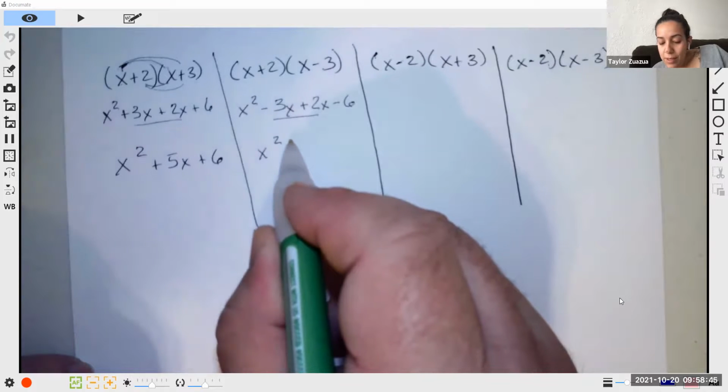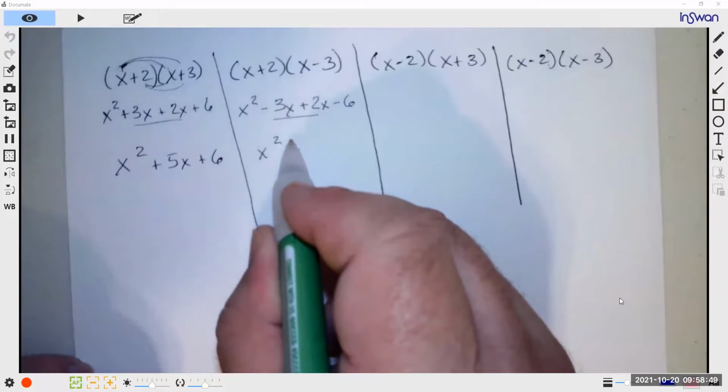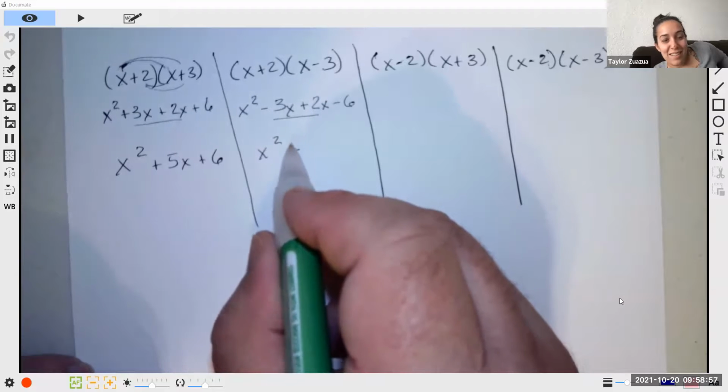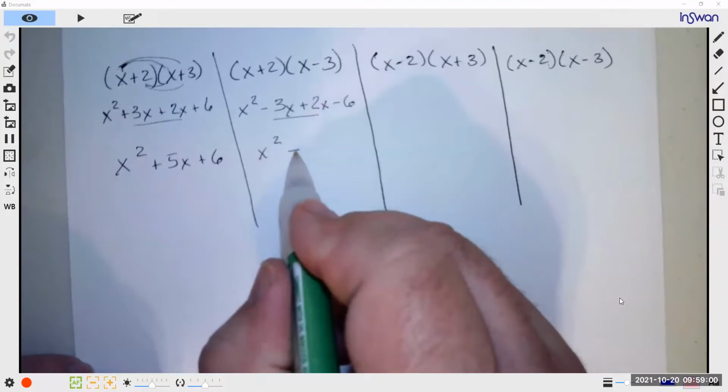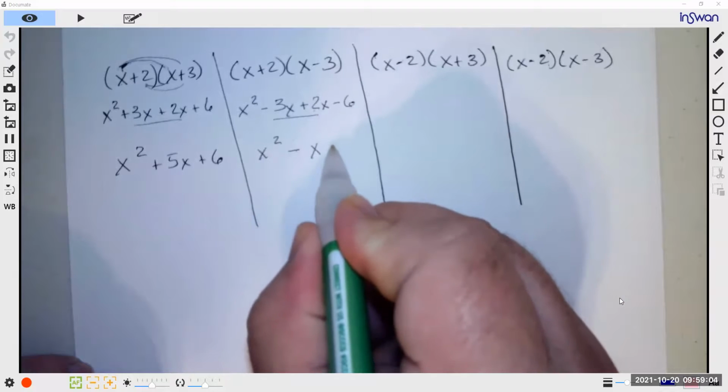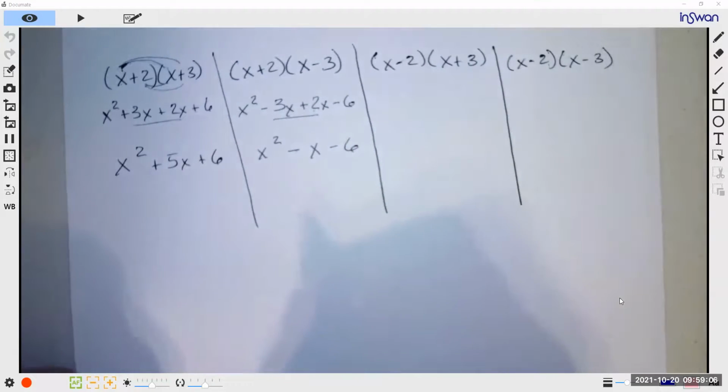Would that be x squared, 1x? What sign? Well, 3 is bigger, right? So would it be negative 1? Yes, because since you have opposite signs, take the sign of the larger and subtract the numbers. 3 minus 2 is 1, which is just x minus 6.